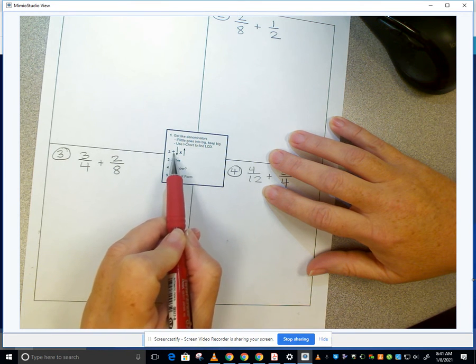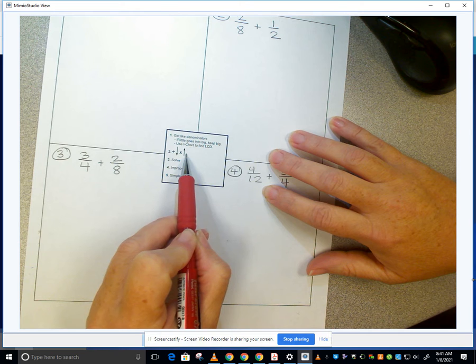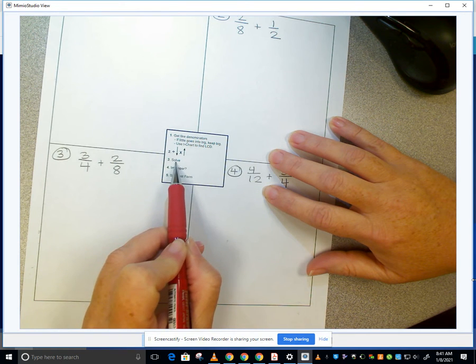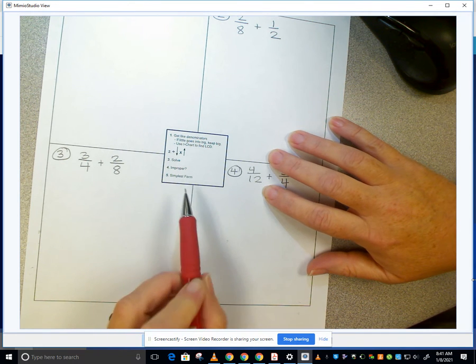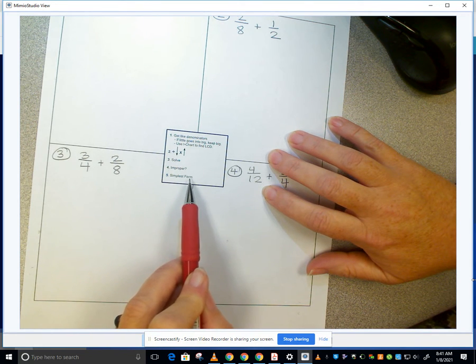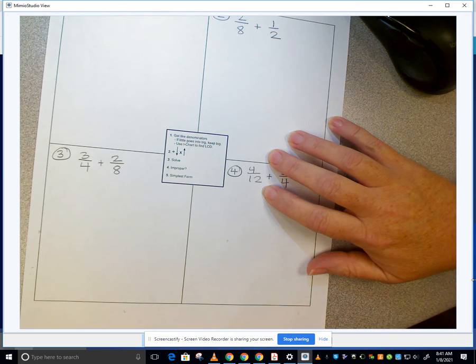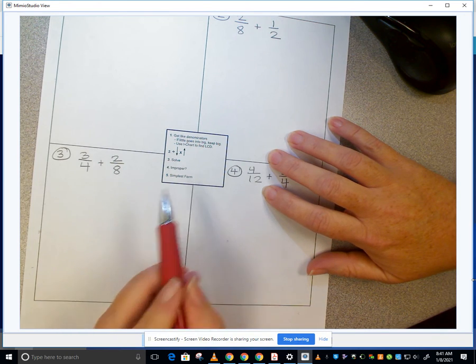Step 2 says we're going to divide down, multiply up. Step 3 says we'll solve what we have. Step 4, we're asking, is it improper? And step 5, we're going to make sure it is in simplest form. And we're going to use factor trees to do that.